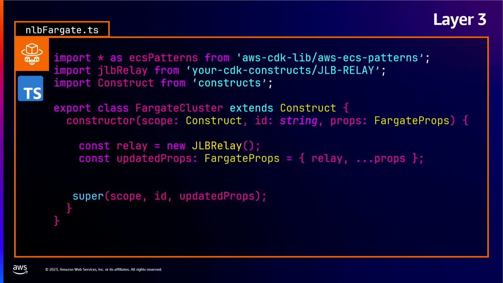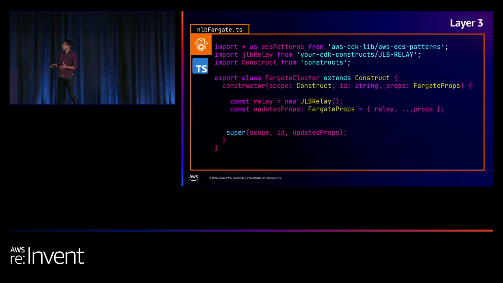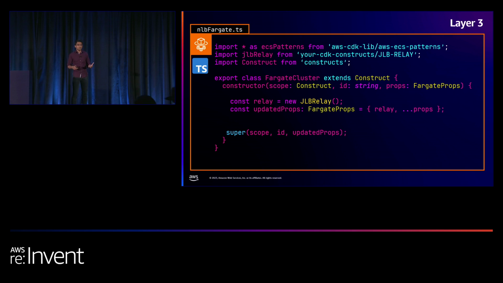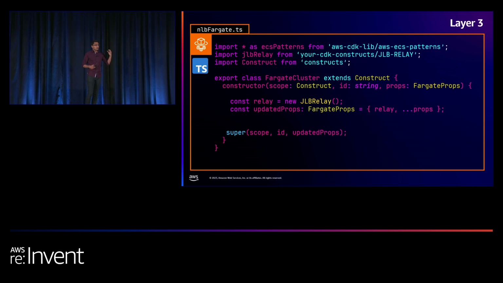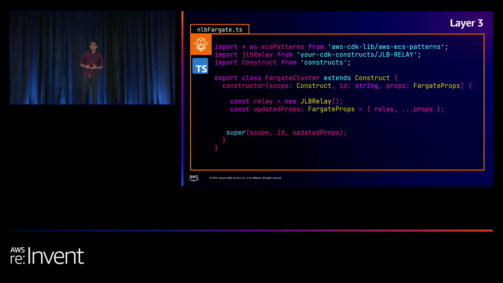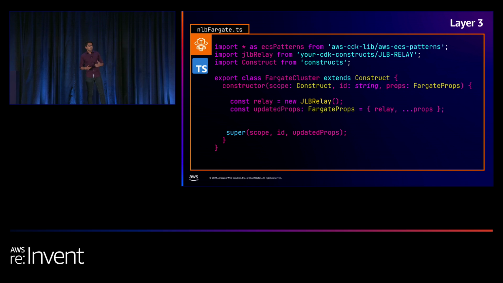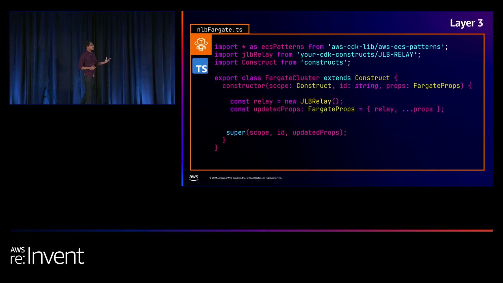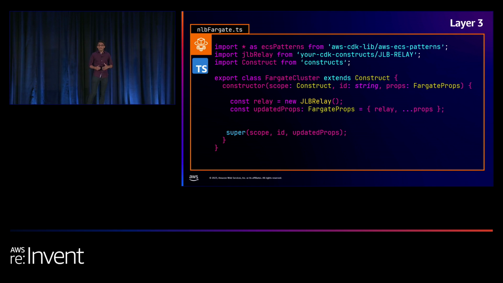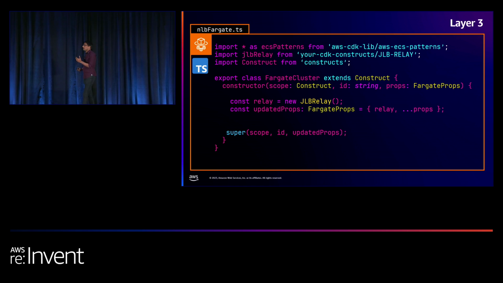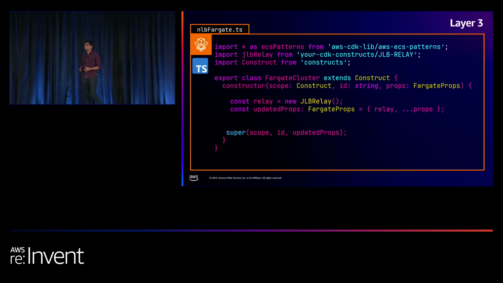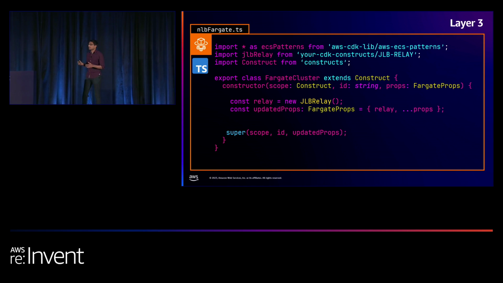Now, there isn't much difference when it comes to the process of adding in defaults here, right? We're going to define our constructor and override that. We're going to take in our default Fargate properties, and then in the constructor define our custom relay. Once we have that, we set that on our updated properties with all of the other properties that the service team has passed in. And with that, we initialize our cluster.